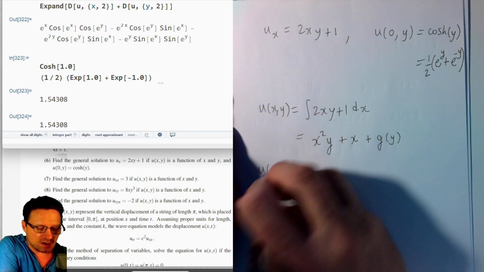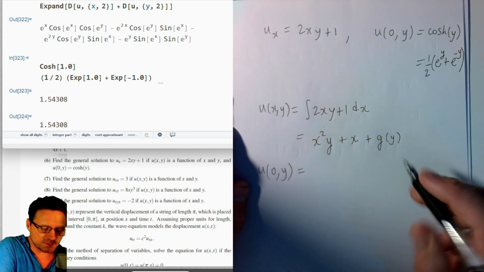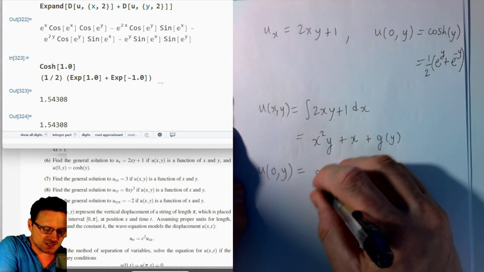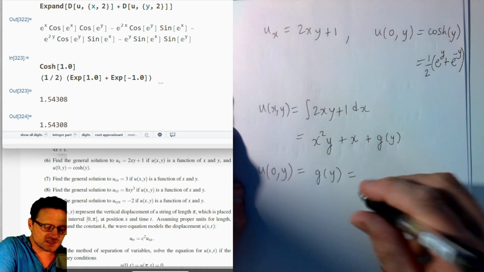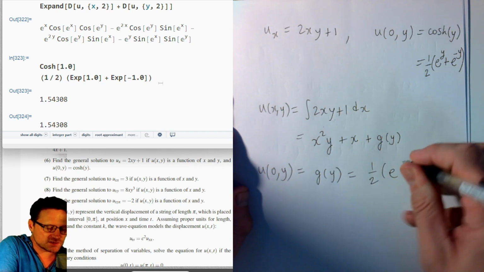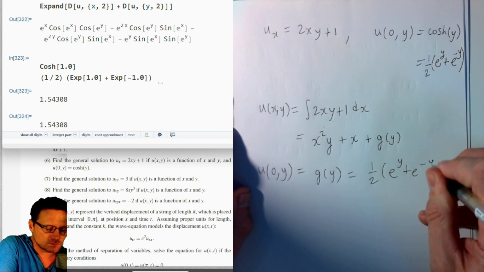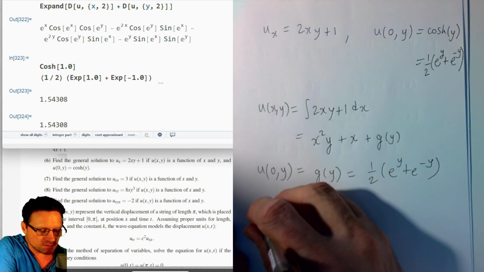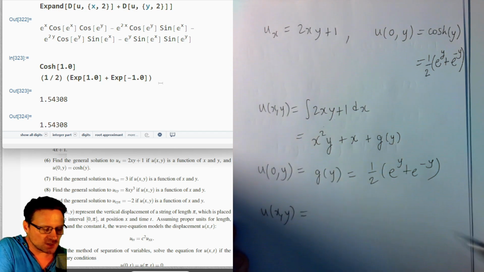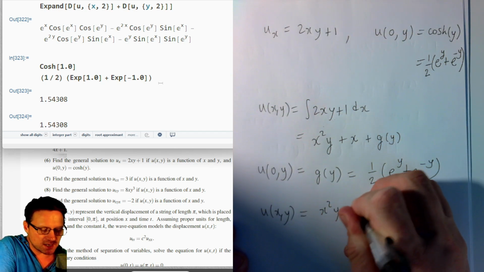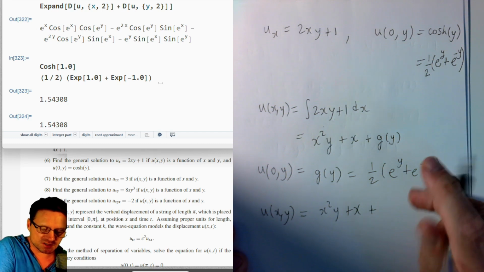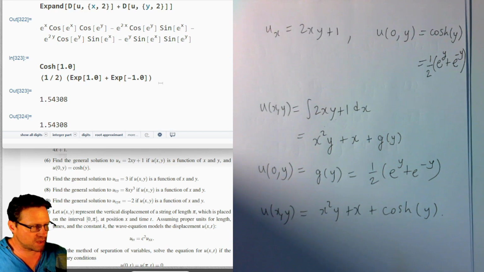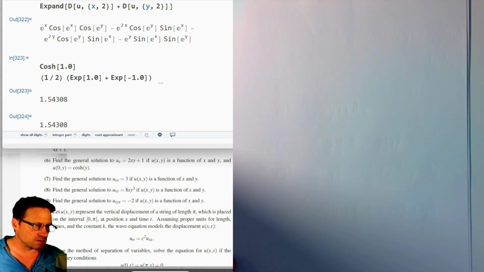Okay, now u of 0, y, subbing in 0 for the x, we have 0 here, we have 0 here, we just get g of y, and so that's given by this. So that tells us g of y is this, and so then u of x and y is x squared y plus x plus cosh of y, which is just that. Okay, fantastic. Let's move on to question 7.